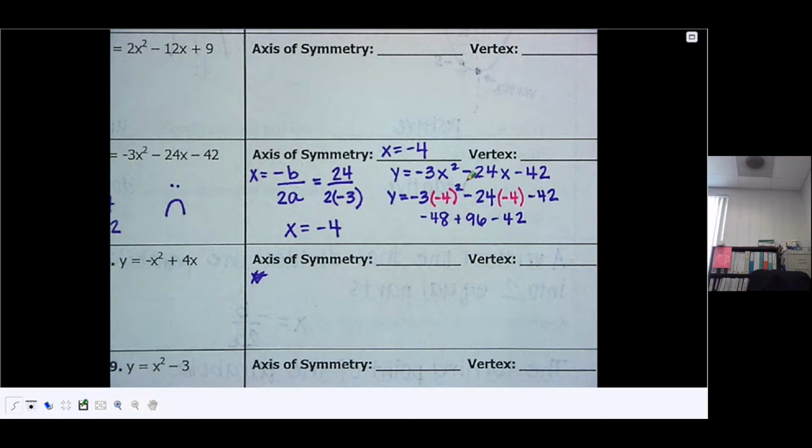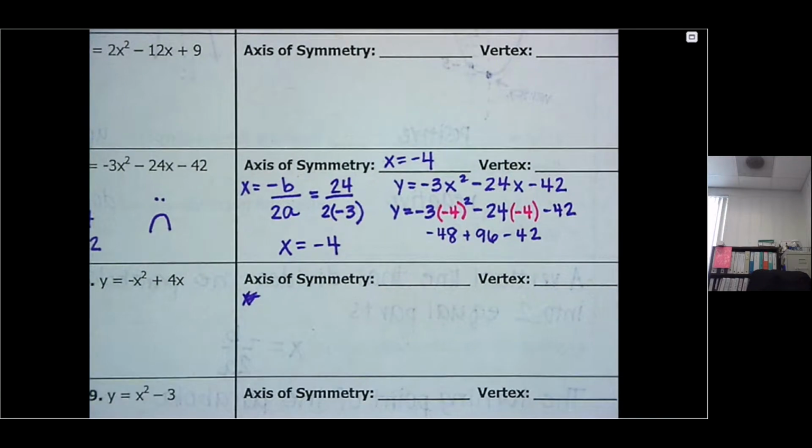What is negative 4 squared? Negative 4 times negative 4. Oh, so this one gets squared first. Negative 4 squared is 16. So you would do negative 3 times 16. What do you get? Negative 48.